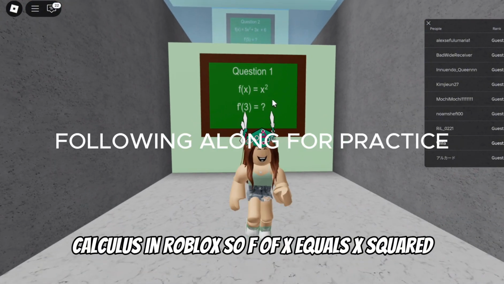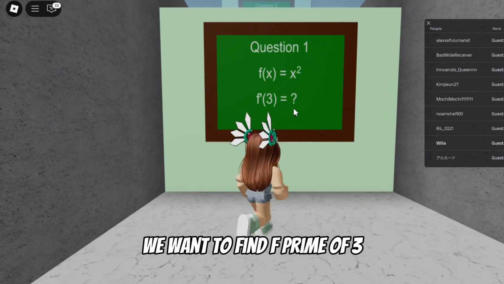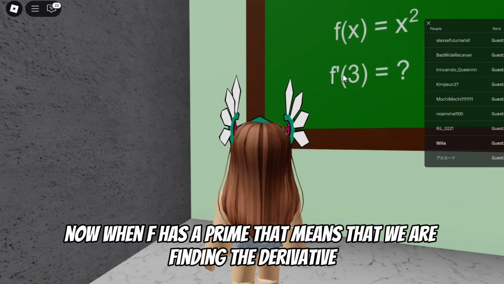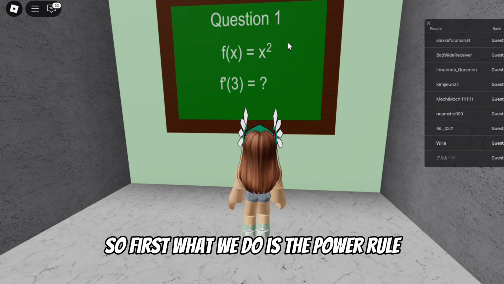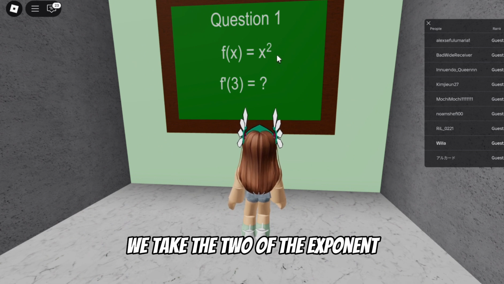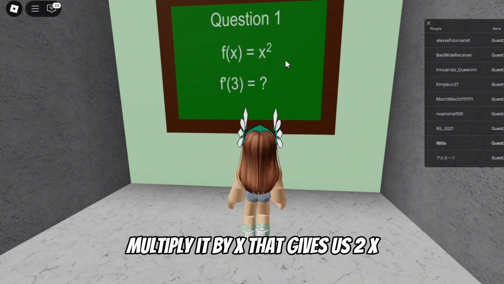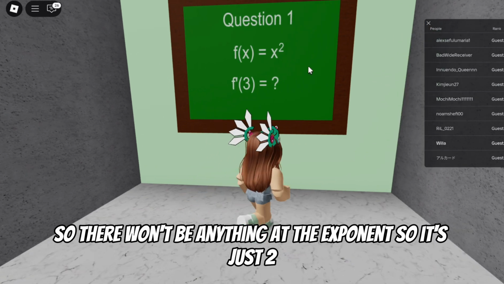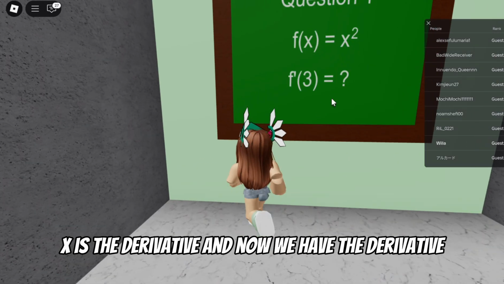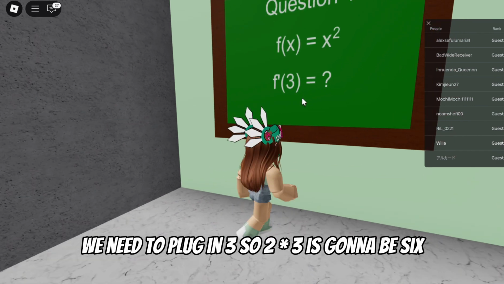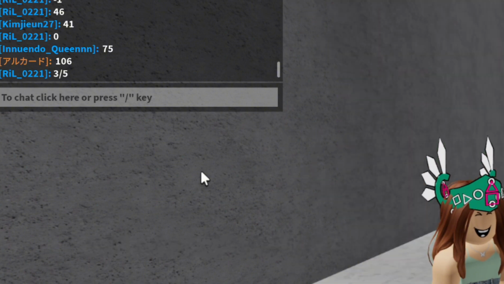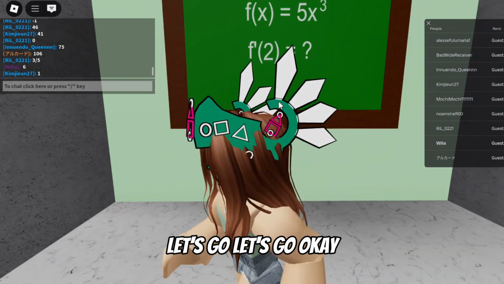So f of x equals x squared. We want to find f prime of 3. Now when f has a prime, that means that we are finding the derivative. So first what we do is the power rule. We take the 2 of the exponent, multiply it by x. That gives us 2x. Then we subtract 1 from 2, which is just 1. So there won't be anything at the exponent, so it's just 2x is the derivative. And now we have the derivative, we need to plug in 3. So 2 times 3 is gonna be 6. Let's go. Let's go.